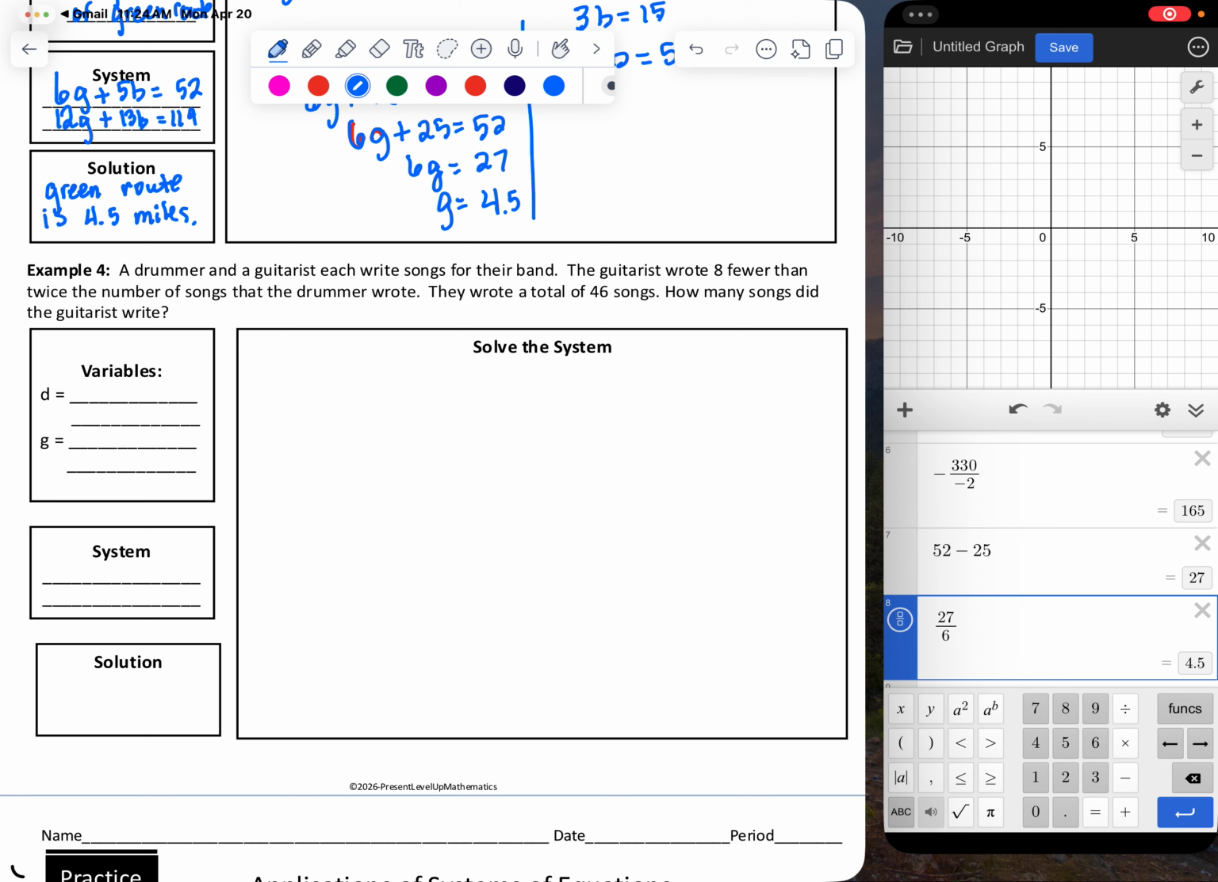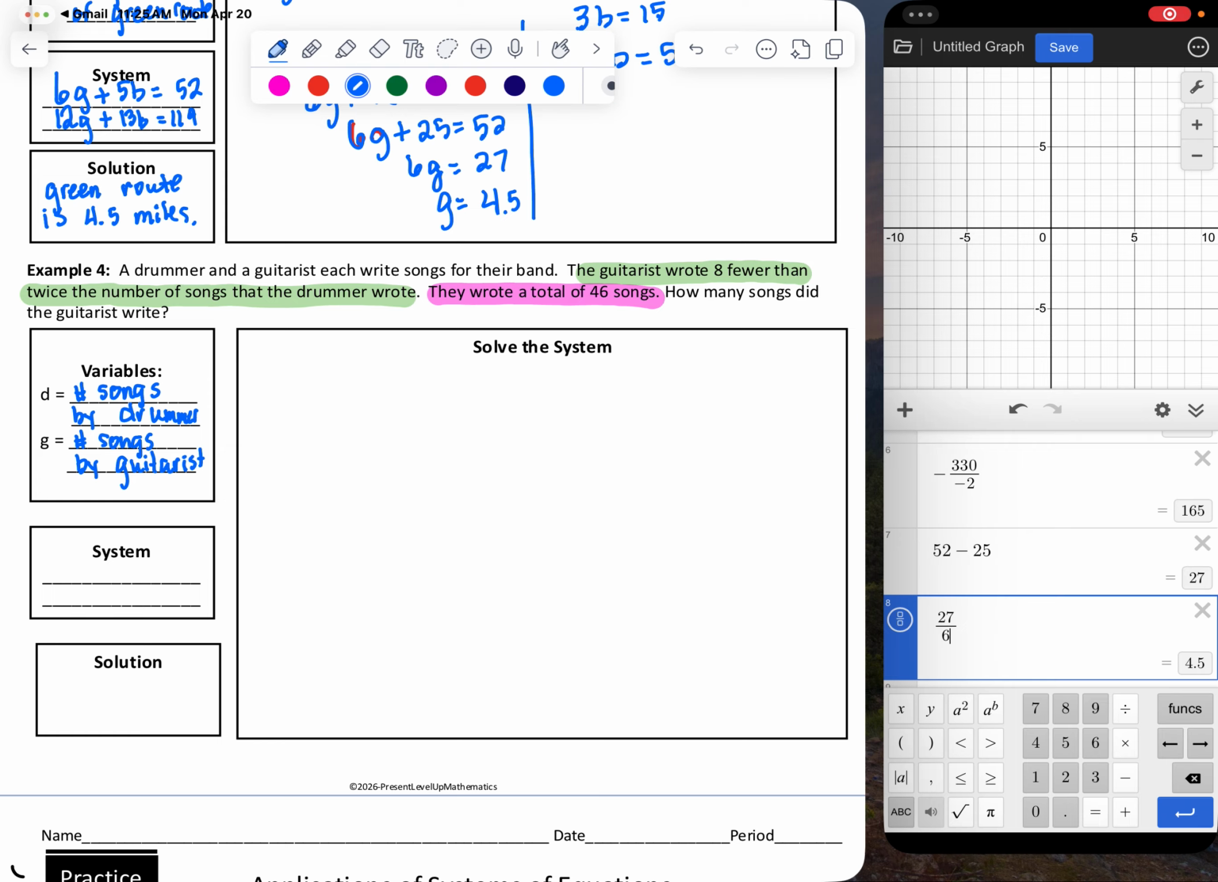So I'm going to let D equal the number of songs by the drummer, and I'll let G equal the number of songs written by the guitarist. All right, now I'm going to highlight where we're going to get our equations. So we know the guitarist wrote 8 fewer songs than twice the number of songs the drummer wrote. And we know they wrote a total of 46 songs.